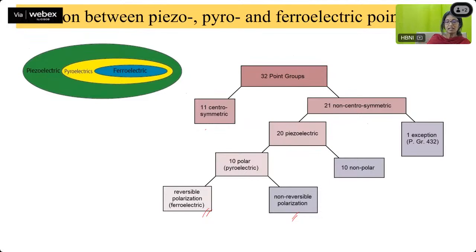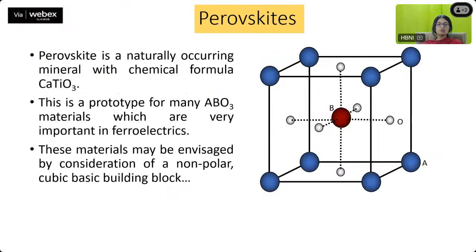So you have to understand that basically a ferroelectric is a pyroelectric material and a piezoelectric material, but all piezoelectrics are not ferroelectric. So as you can see over here, this is the relation between piezo, pyro and ferroelectric point groups. So now coming to perovskite, perovskite is a naturally occurring mineral with the chemical formula of CaTiO3.